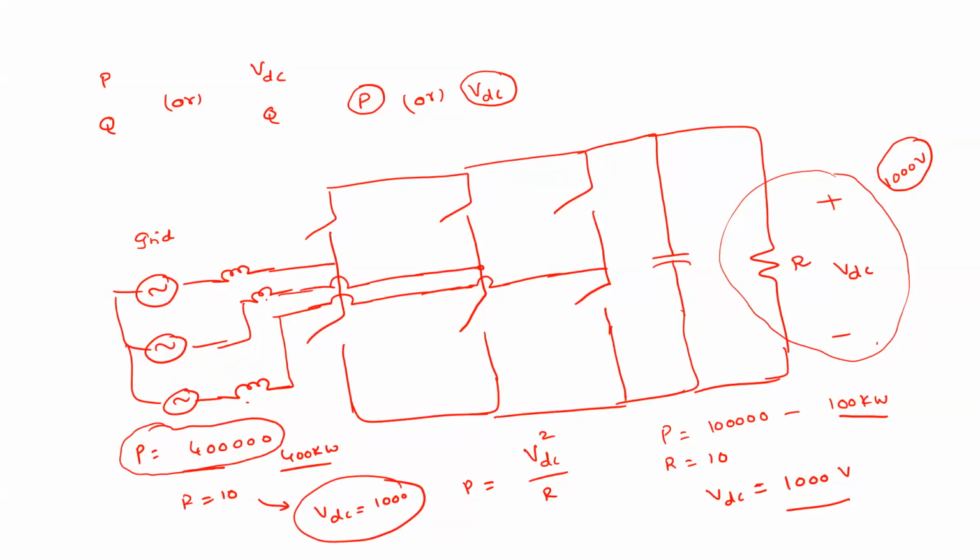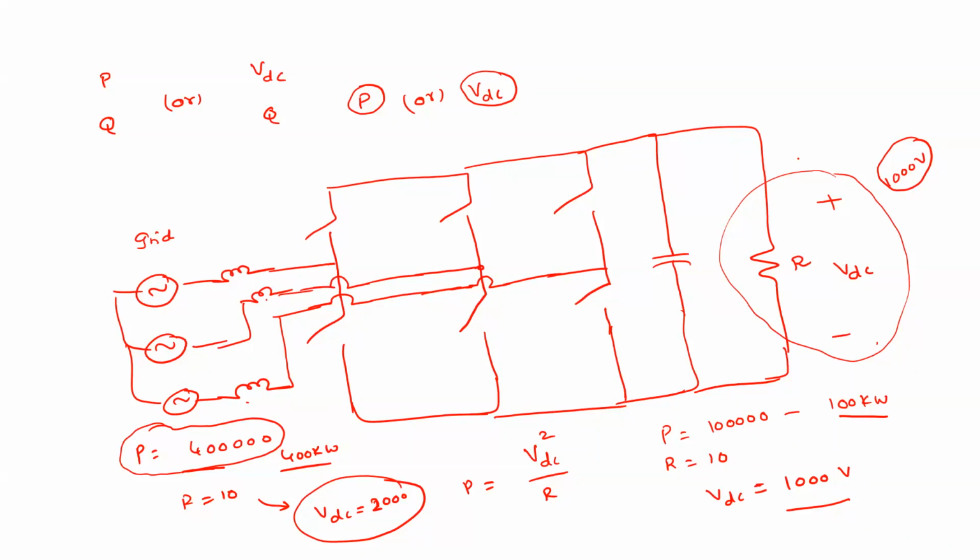So what is the value of this VDC? 2000. It's 2000, right? Okay. So there are two options. Either we can fix the value of VDC, or we can regulate the active power. Only one thing is possible.